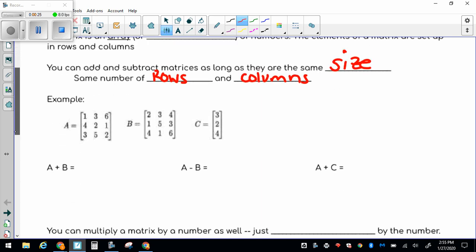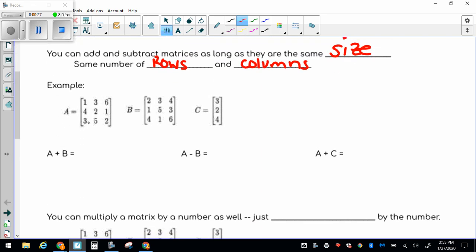So here in this example, I see matrix A is 3 rows, 1, 2, 3, and 3 columns, 1, 2, 3. B is the same size, 3 rows, 3 columns. C is 3 rows, but only 1 column. So there is a difference in size. Sometimes you have more numbers, sometimes you have less. This first one, A plus B.